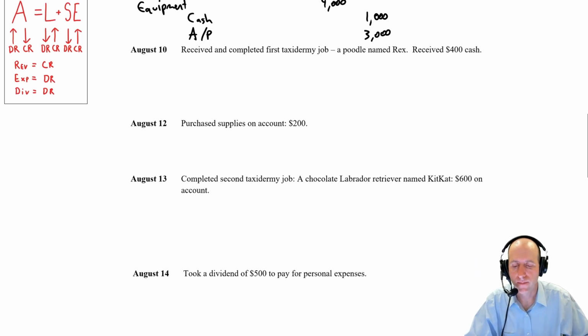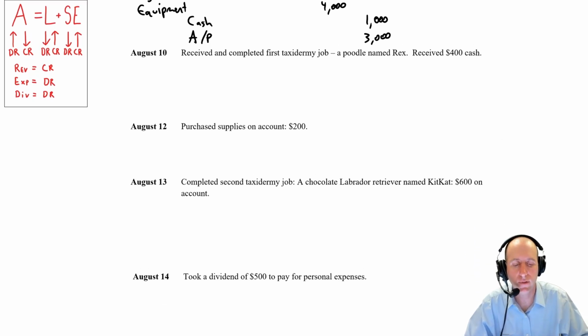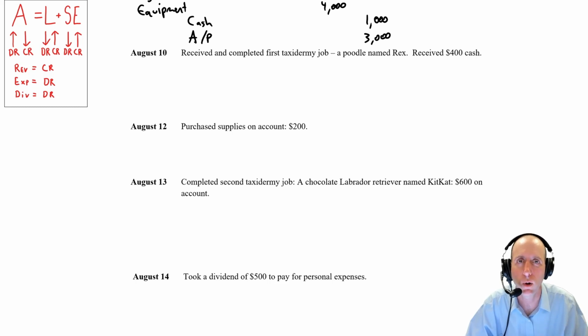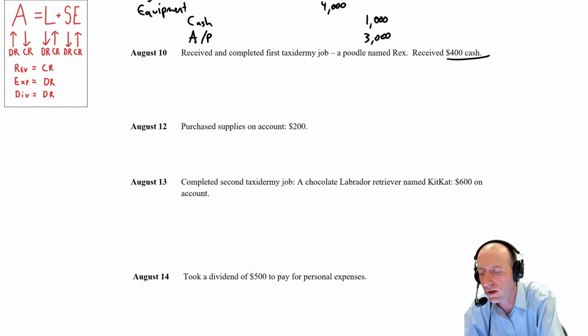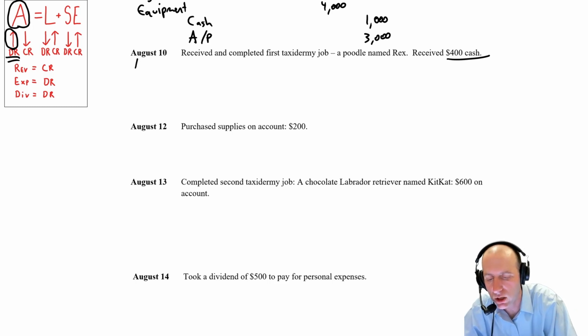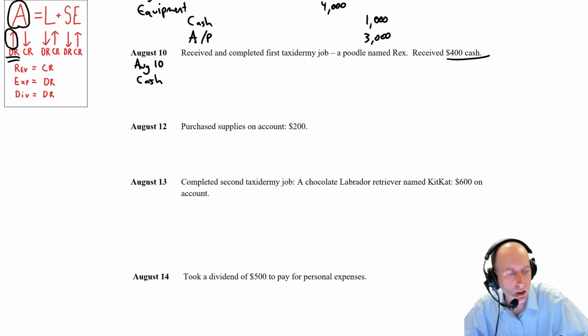August 10th. Received and completed first taxidermy job. A poodle named Rex. Received $400 cash. Okay, this is us doing work, right? We are doing our service. We are doing work. And this is us earning money. And in fact, cash did change hands. So let's deal with cash first. It's an asset. It's increasing. Therefore, debit that asset. Let's debit cash on August the 10th. Cash goes up by $400.